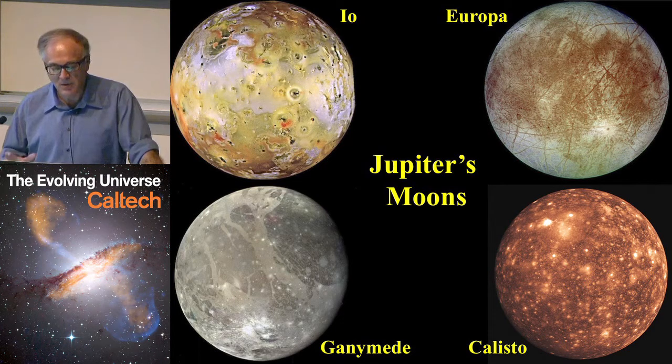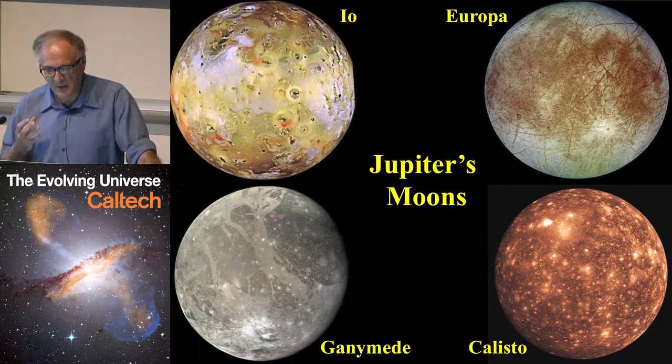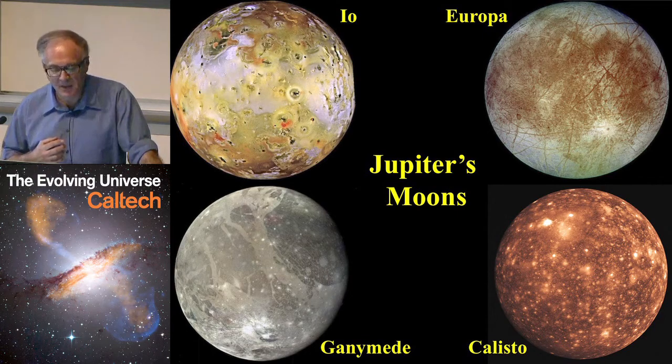Io tends to be squished by tidal forces of Jupiter as it goes around, and that creates the heat that melts its interior. So there are active volcanoes on Io, and it has a sulfuric atmosphere. It's geologically, "iologically," I guess, a very active world.